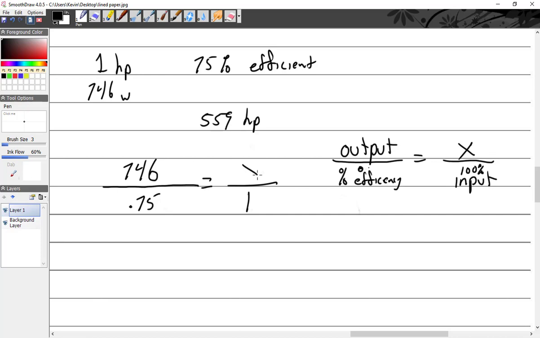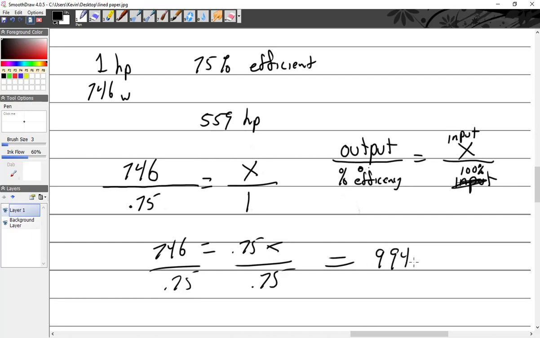And this is what I want to know. So input. I should just leave that at 100%. That looks better. 100% input. All right, so 746 equals 0.75x. Divide by 0.75. And now what do you get? 994.67. We'll leave it at that.